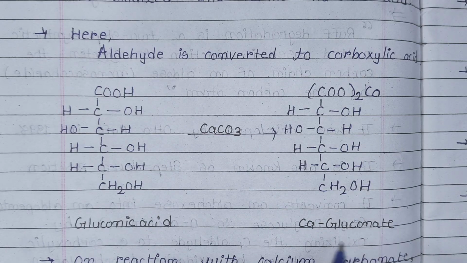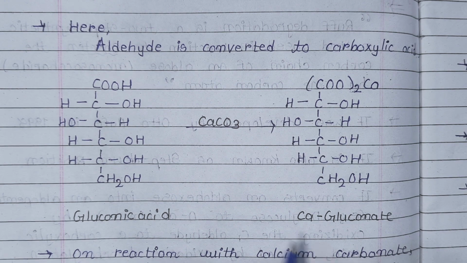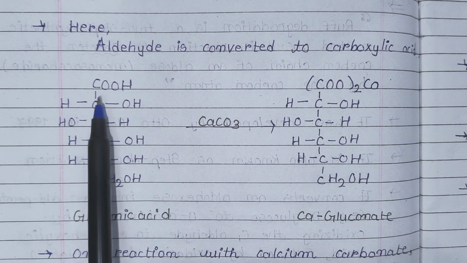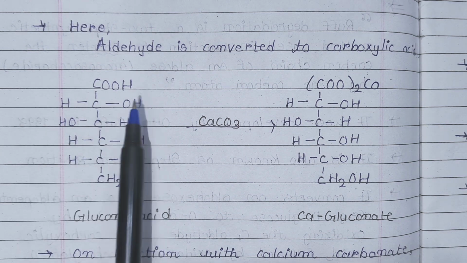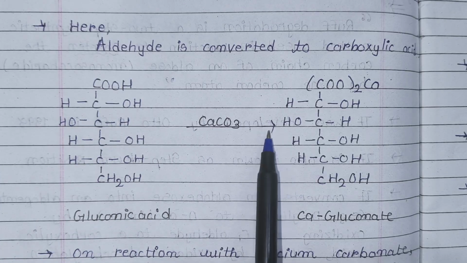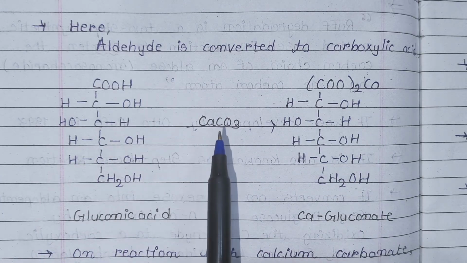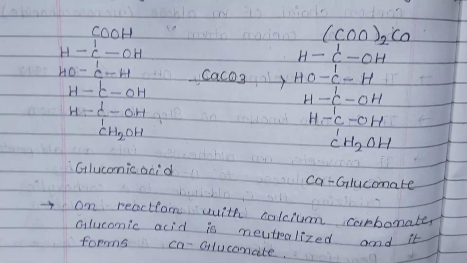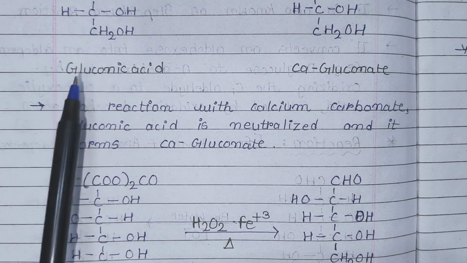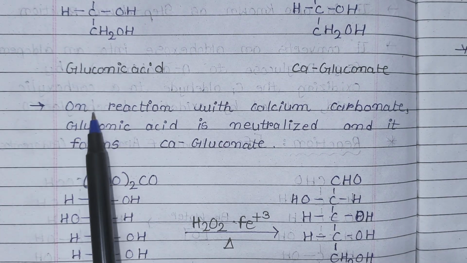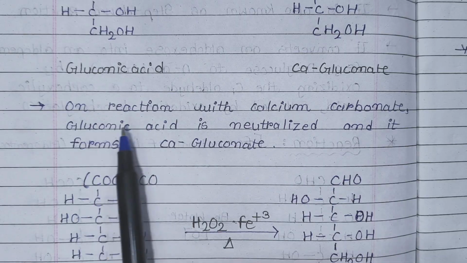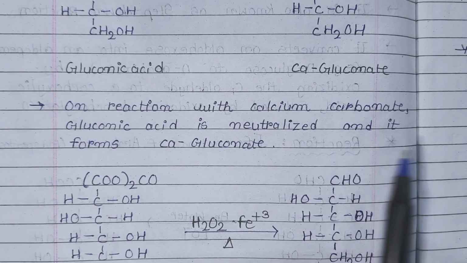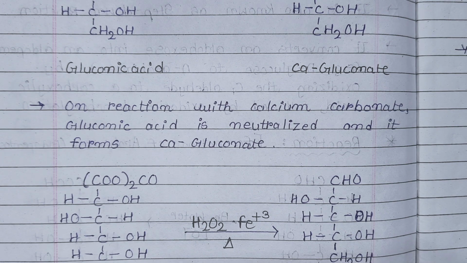But before that we have an intermediate here. An intermediate called calcium gluconate is formed. So we have to mention it in this reaction: a carboxylic acid in the presence of calcium carbonate forms calcium gluconate. Here calcium gluconate is formed as an intermediate, and in statement form we can mention that it is a neutralization process. Here I have written that on reaction with calcium carbonate, gluconic acid is neutralized and it forms calcium gluconate. Hope you understand it.